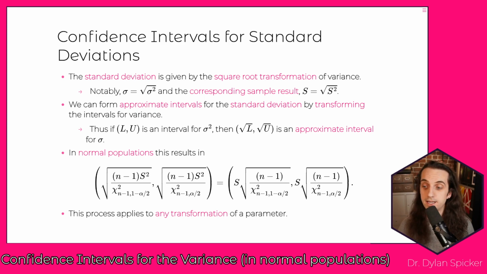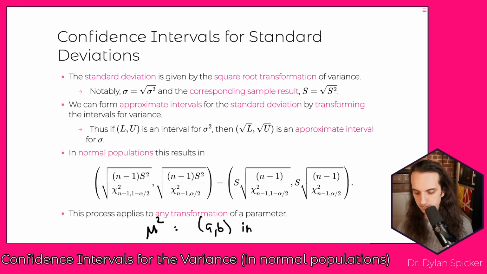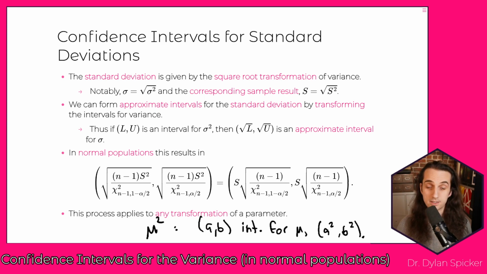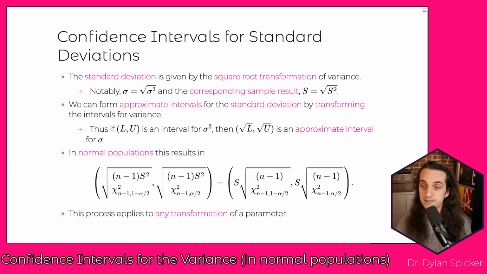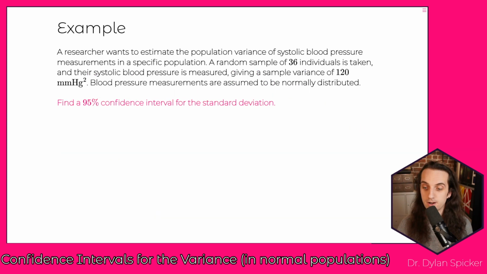Now, this would also apply to any transformation of any parameter. And so in particular, let's say that we wanted to find an interval for, say, mu squared, right? Then if we have (A, B) as an interval for mu, then we can take A squared, B squared, for instance. Okay, and so this is going to apply far more broadly than just for the standard deviation and the variance. However, it is important to keep in mind that it's actually only going to give us approximate confidence intervals, right? It's not going to give us full confidence intervals or fully valid, it's going to give us approximate.